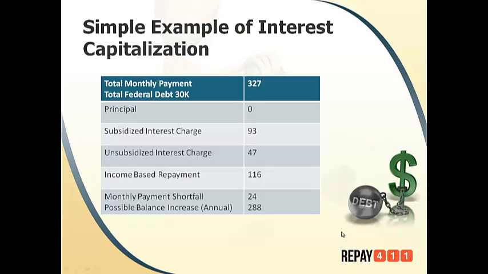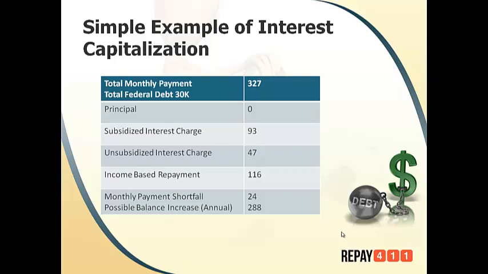Let me give you a quick example of how this works. Say we have a recent graduate that has $30,000 worth of debt. Their monthly payment should be $327 based on the standard 10-year plan. If now we decide to go with income-based repayment, and there are a whole lot of things that could factor into this, such as how many subsidized loans you have, what the amount is, and the interest rate on all of your loans, all these things have factors in this calculation. In this case, we have an interest charge of $140 and our monthly payment is $116, so we have a shortfall of $24 a month.